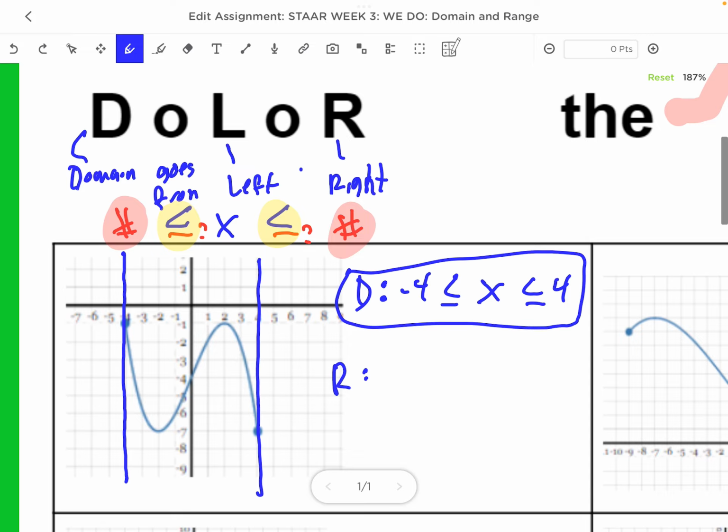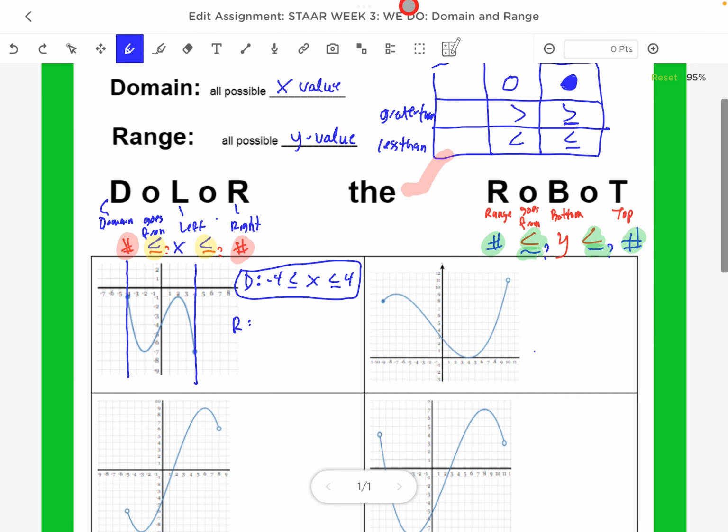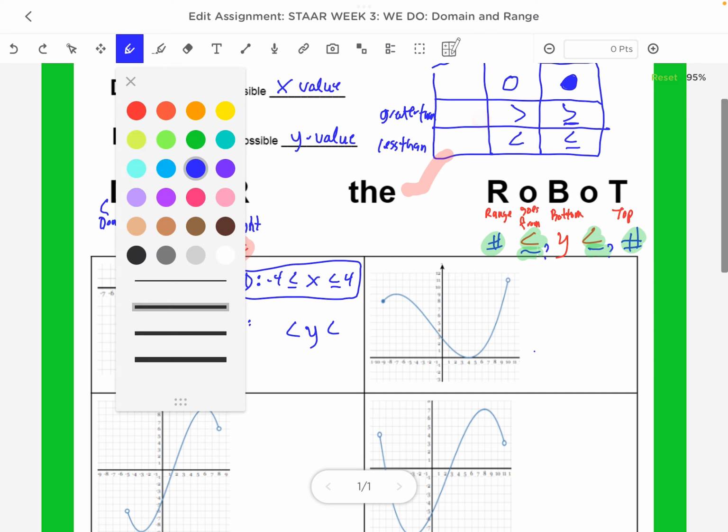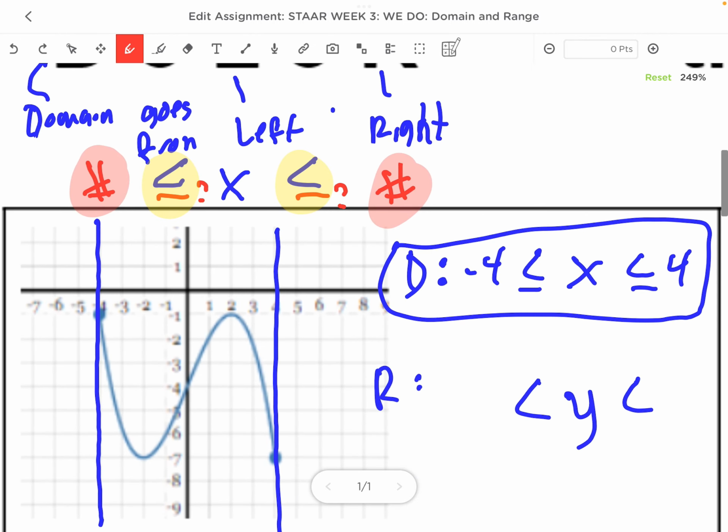I'm going to think the similar thing for the range. We said range is going to be a y value, so we're going to put the y value in the middle. We said these are going to go to the left. Range is from bottom to top. I'm going to use a different color just so we can see it a little bit better. I'm going to look at the lowest part that this goes to.